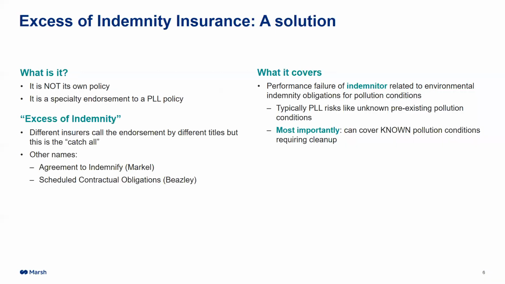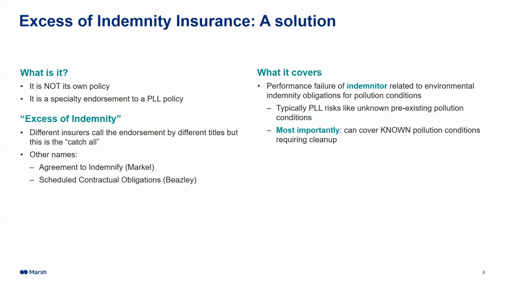Next slide. The good news is there's been a solution that's been around for quite a number of years, and it's called excess of indemnity insurance. So let's talk about what it is. Number one, it's not its own policy. Some people think there's a specific policy called excess of indemnity. What it is actually is an endorsement, a specialty endorsement to a pollution legal liability policy. Many of you are used to dealing with PLL. PLL is kind of the workhorse around mergers and acquisitions or managing risk within your business. But you can actually get an endorsement to that PLL to cover this specific risk.